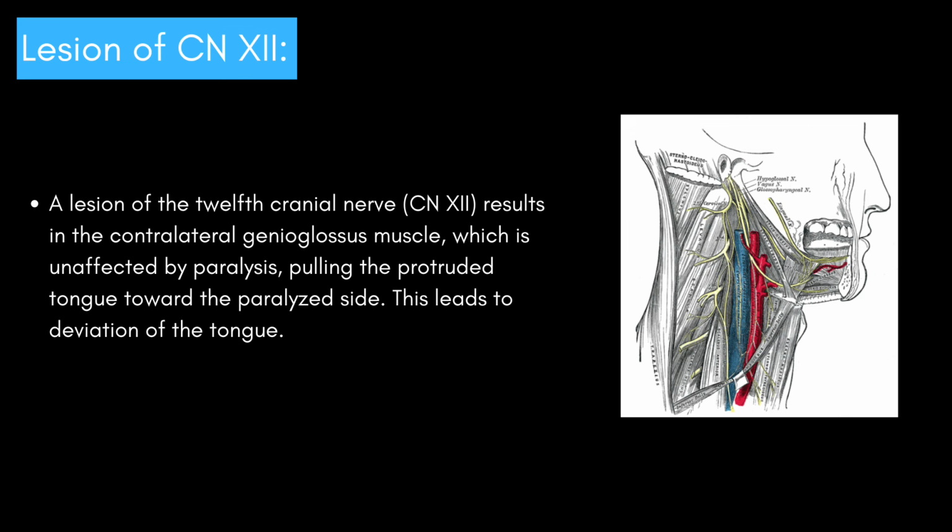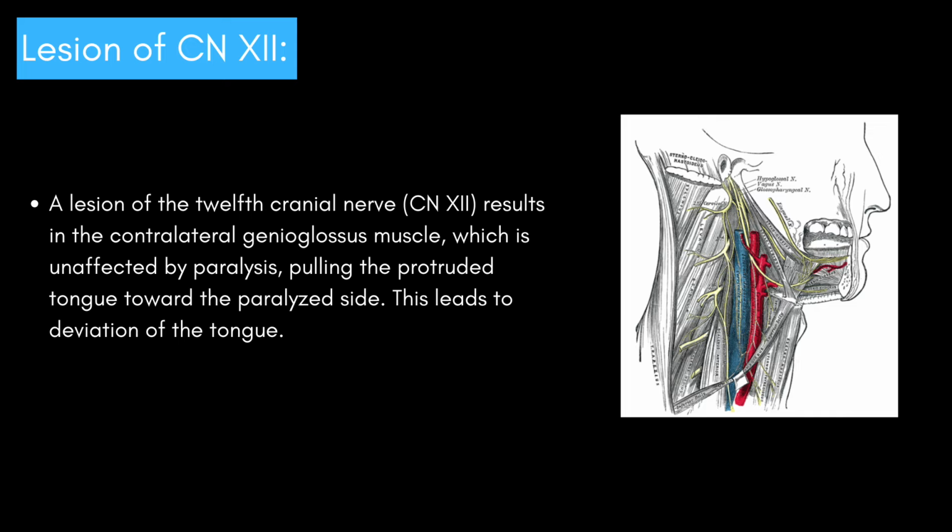Let's next take a look at the lesion of cranial nerve 12. A lesion of the 12th cranial nerve, cranial nerve 12, results in the contralateral genioglossus muscle, which is unaffected by paralysis, pulling the protruded tongue toward the paralyzed side. This leads to deviation of the tongue.